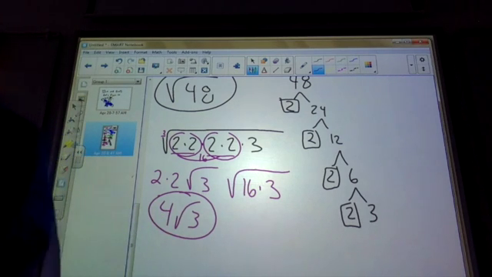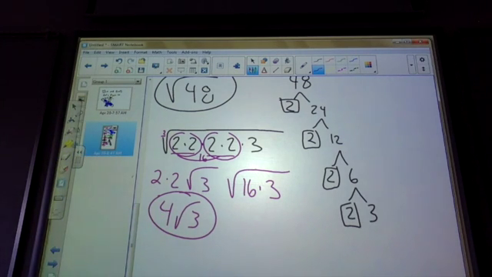So like always, since the 3 wasn't a pair, that always goes on the inside, and this root goes on the outside. So if you don't have a pair of something, it can't come out as a square root. Okay, and it's just a different way.